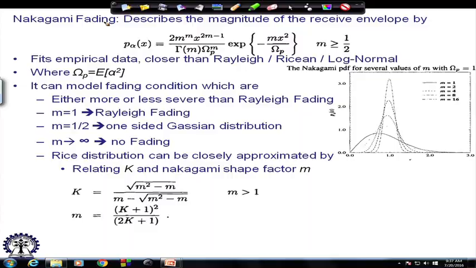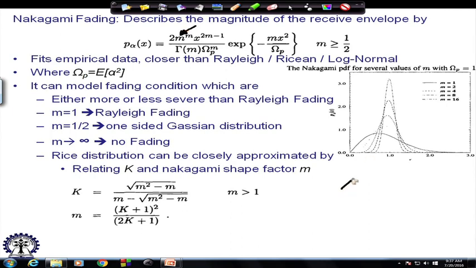Whereas, if we look at this particular expression, again this could lead to closed form expressions if we use it for calculation of, let us say, bit error rate expressions, and using one result we could choose different values of m, and that would give us the performance for the Rayleigh case or the appropriate Rician case or even the no fading case.